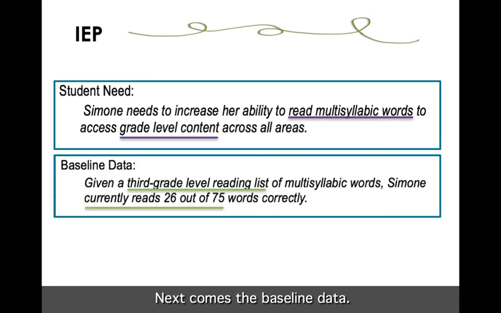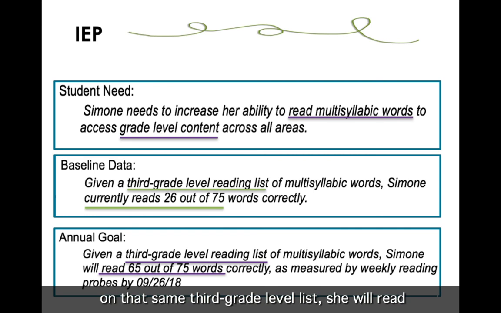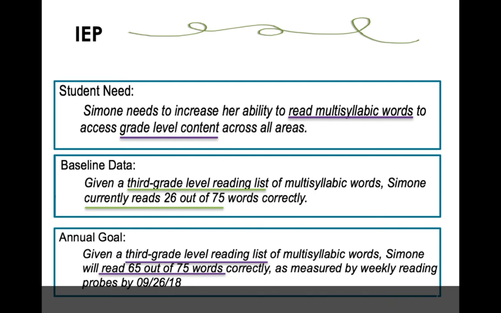Next comes the baseline data. Given a 3rd grade level reading list of multisyllabic words, Simone currently reads 26 out of 75 words correctly. And her annual goal, on that same 3rd grade level list, she will read 65 out of 75 words correctly, as measured by weekly reading probes in 1 year's time. Simone's thread or story is evident in her eligibility report, and the information flows into her PLAAFP and goal, helping us to plan her instruction.